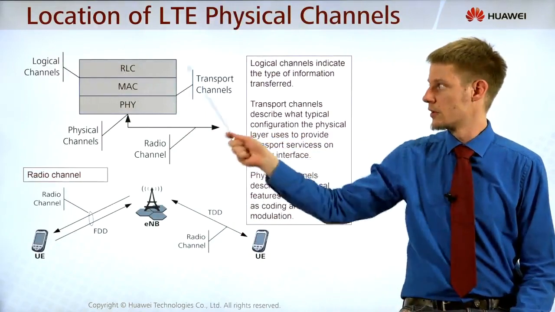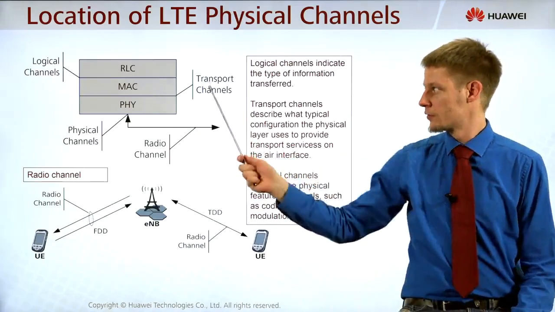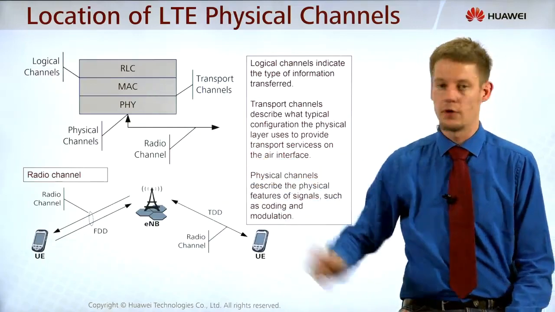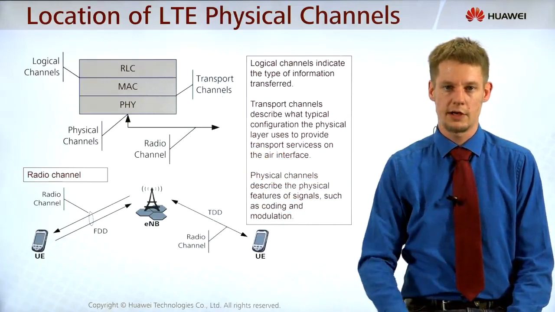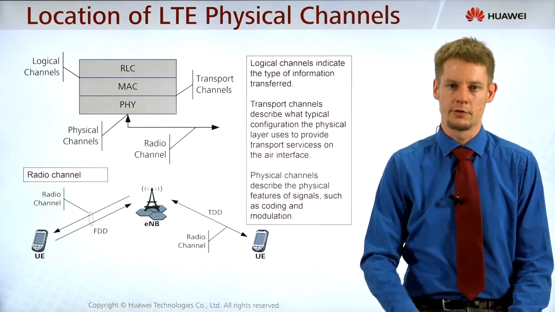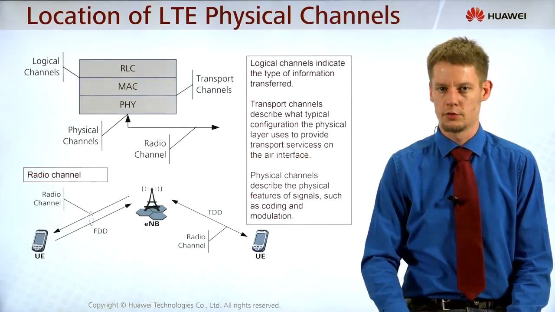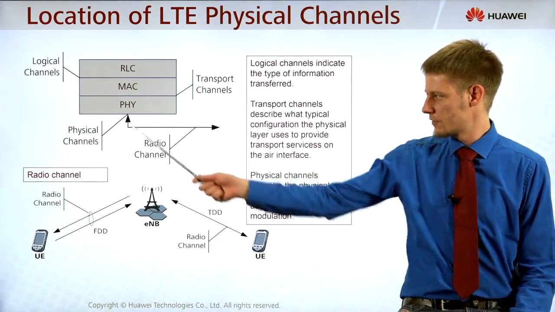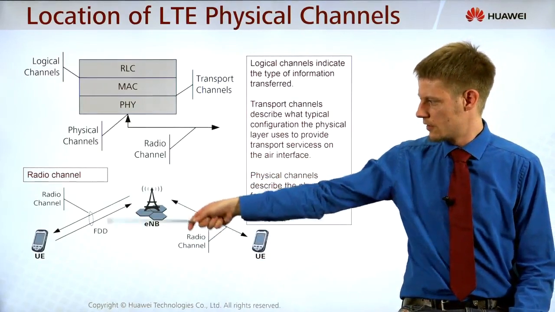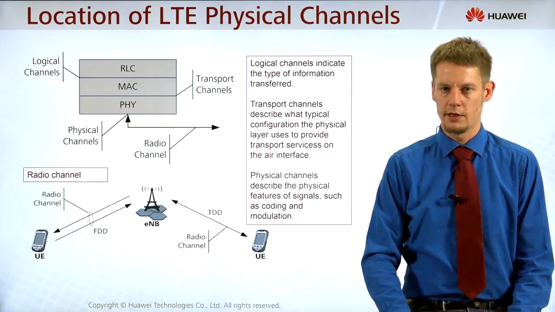which are usually processed in radio link control. They map to transport channels, which then map on physical channels. The physical channels are the ones that are really transported over the air between user equipment and eNodeB, or base station if we talk about 2G or 3G. This means that this radio channel is basically transported between user equipment and eNodeB.